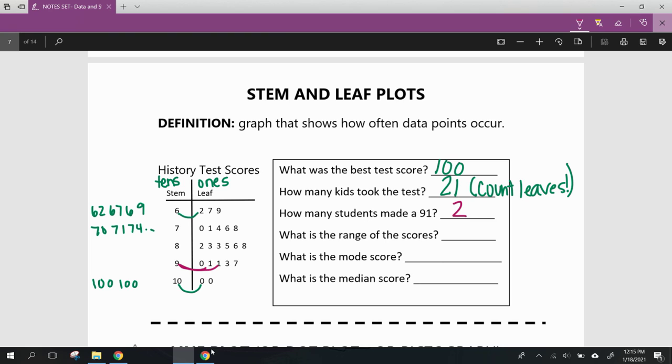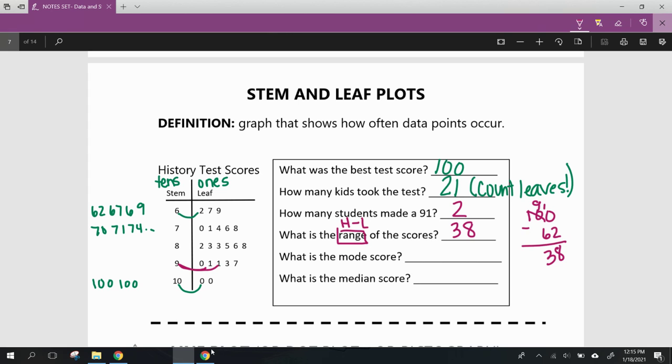Ooh, what is the range of the test scores? All right, first we have to remember, what does range mean? Range means the high minus the low. What is the highest score? What is the lowest score? We know that our lowest scores are going to be listed first. So we have 62 is our lowest score. And then our highest score is at the bottom, 100. So we just have to do that little bit of math work. Our range is 38. Just that little bit of work. Our high minus our low.